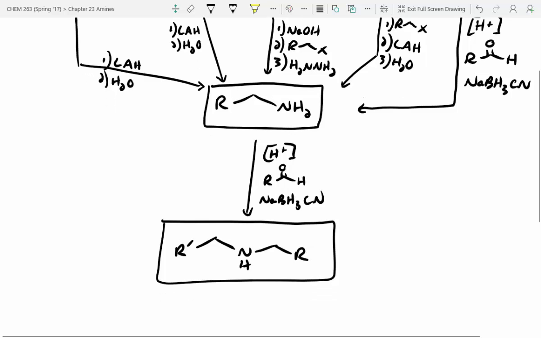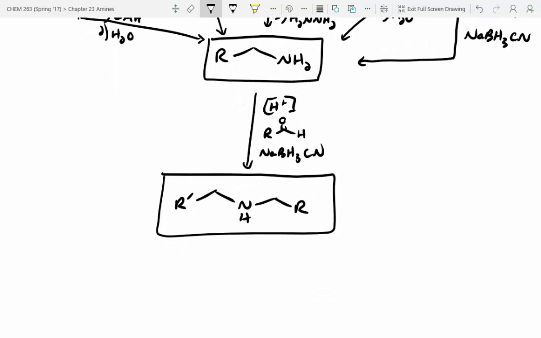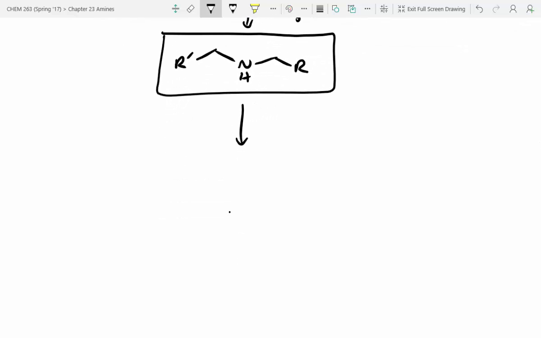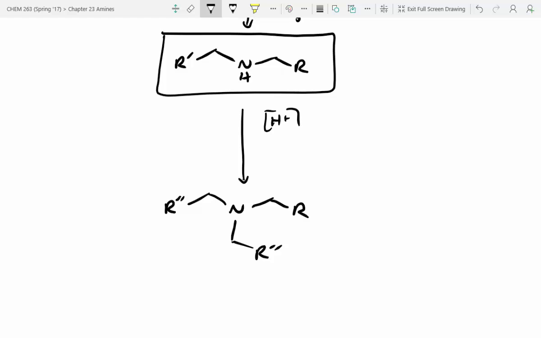All right, let's continue on. Say, okay, now that we have this, how can we change this into a tertiary amine? I'm gonna guess you're gonna use it. You're just going to guess that? It's a solid guess. All right, so if we want to do a tertiary amine, same thing. We do more reductive amination. This time I'm going to use R double prime. And sodium cyanoborohydride.